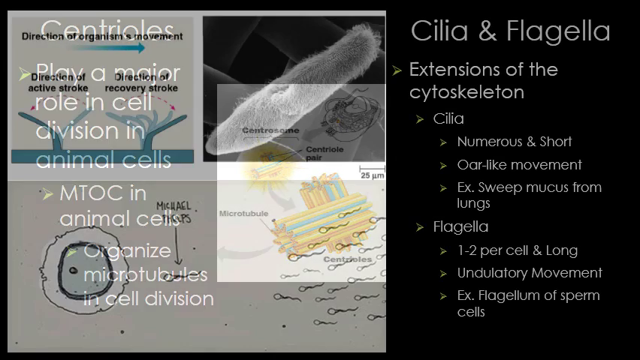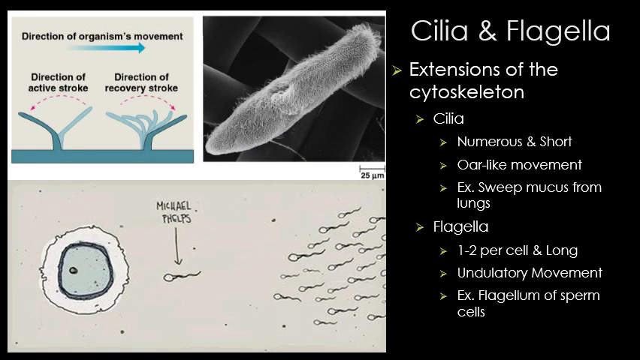But microtubules also make up your cilia and flagella, which are extensions of that cytoskeleton. Your cilia are the short ones, and you're going to have lots of them, and they move back and forth like an oar. Whereas the flagella, one, maybe two per cell, long and more undulatory, like a wave. So these things are going to allow for movement.